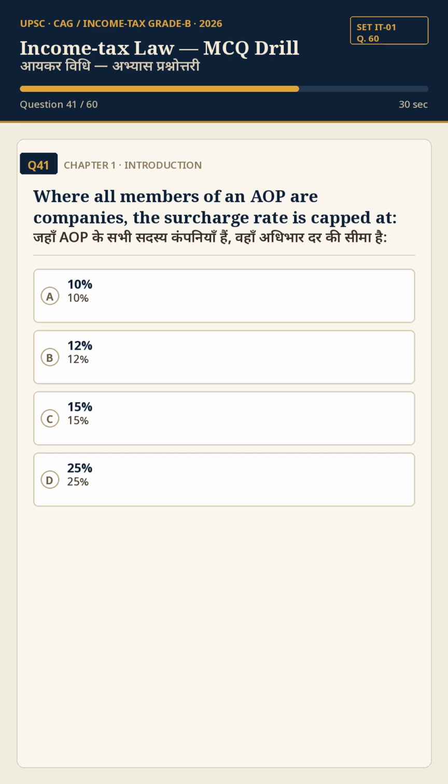Question 41. Where all members of an AOP are companies, the surcharge rate is capped at. The correct answer explanation: the surcharge rate for an AOP, where all members are companies, is capped at 15%.